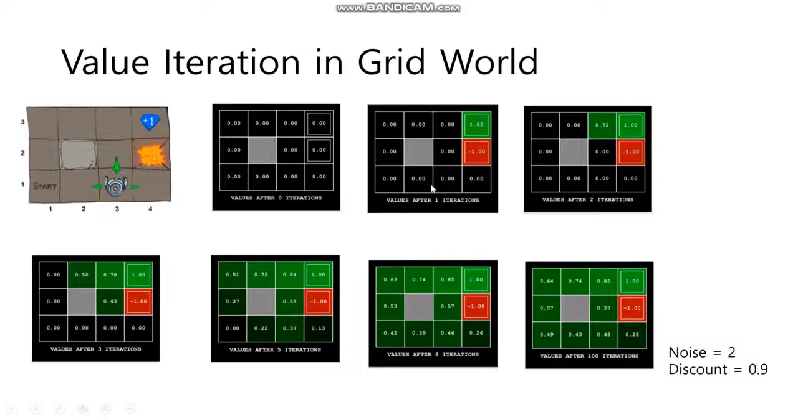And at first, after one iteration, the goal state is 1, and the hole has -1. And after this, the values start to be updated. But one observation is that value functions are updated from the goal state and propagate to the other states.